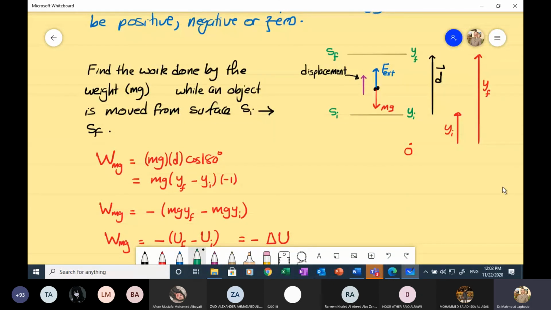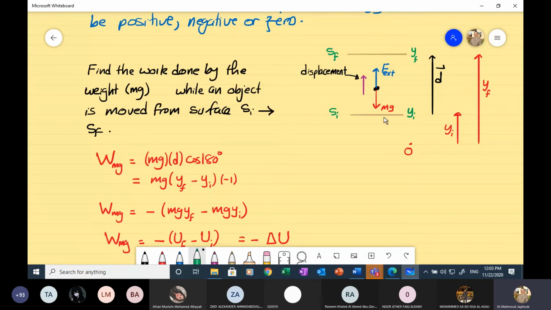Let me ask you this question. Find the work done by the weight mg while an object is moved from surface S initial to S final. So we have two surfaces. This is the surface S initial, and this is the surface S final. Initial level, and this is the final level. We have Y initial here, which is the position of the initial level, and Y final is the position of the final level. And remember, Y initial and Y final are position vectors.